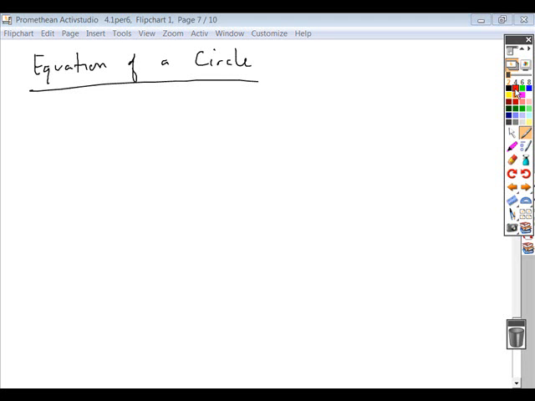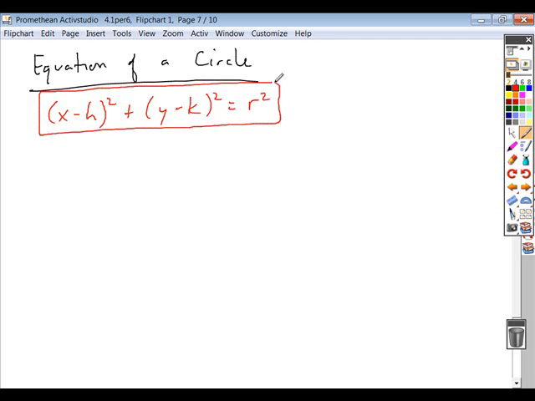When you're dealing with an equation of a circle, there's a specific form that it fits, and the equation of a circle is given as follows. It's (x - h)² + (y - k)² = r². So this is the Cartesian formula for the equation of a circle.